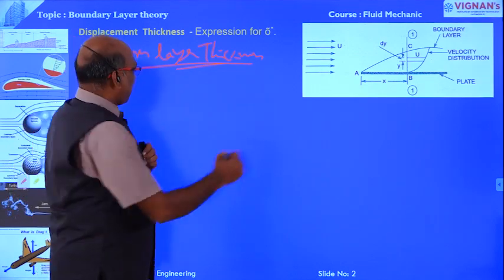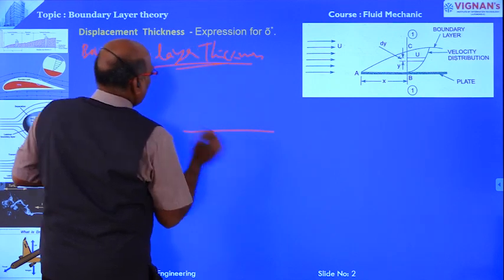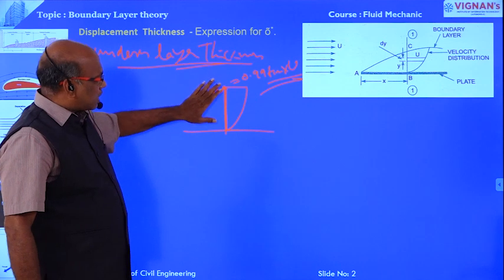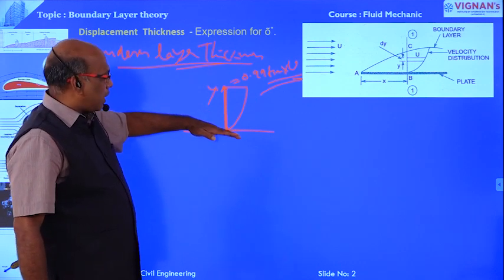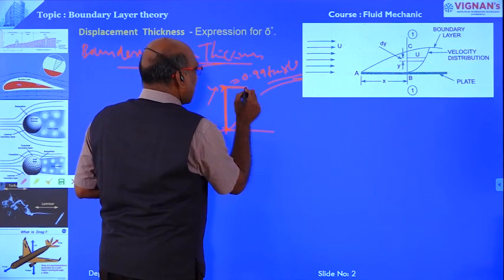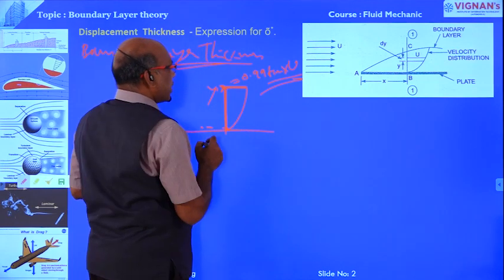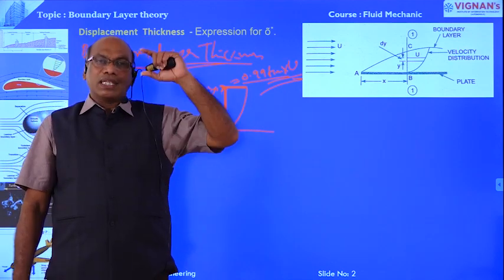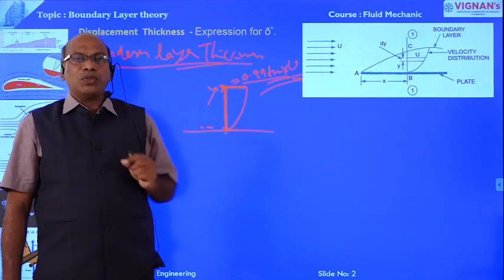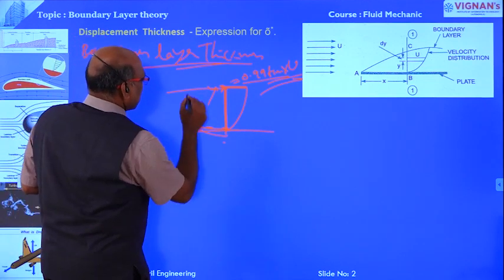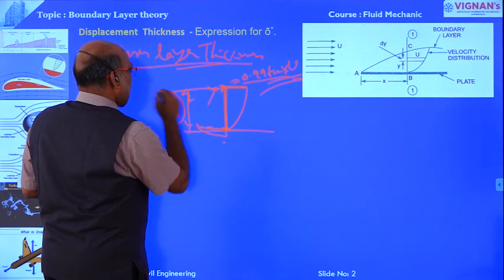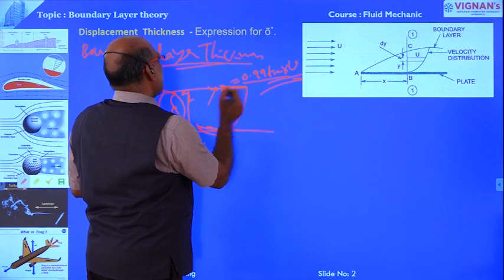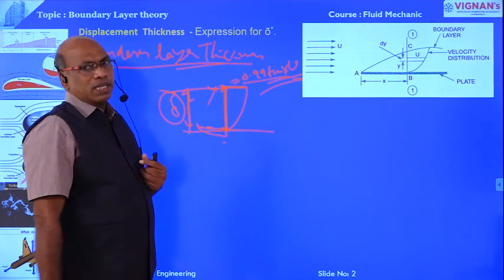Now, boundary layer thickness means the distance measured from the boundary of the solid body in the y direction, where the velocity at one location is equal to 0.99 times the free stream velocity. That total thickness is known as boundary layer thickness. It is denoted by delta. Or, the distance at which the velocity of the flow reaches the free stream velocity is also the boundary layer thickness.